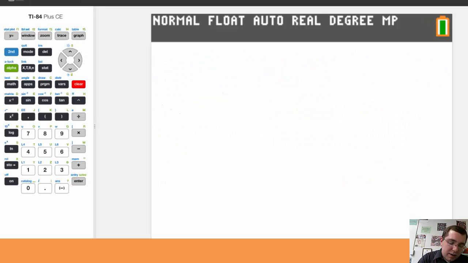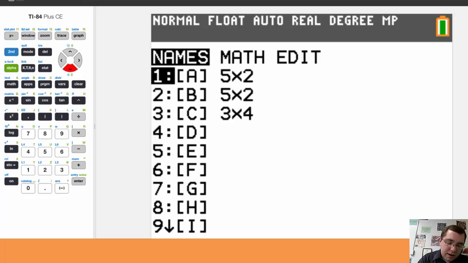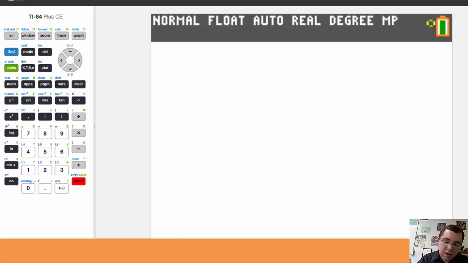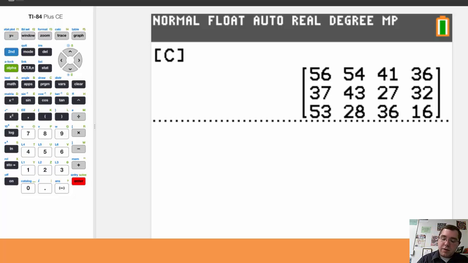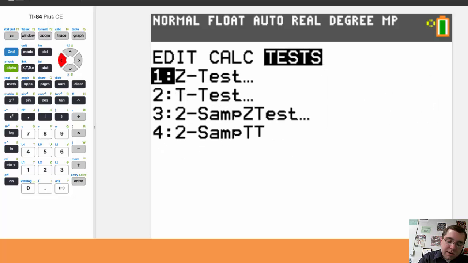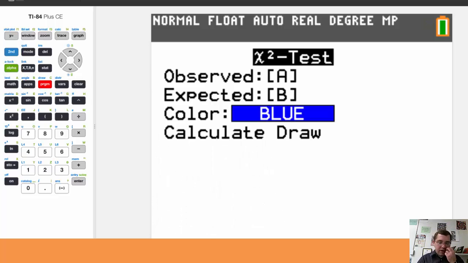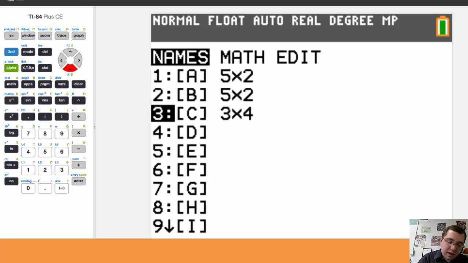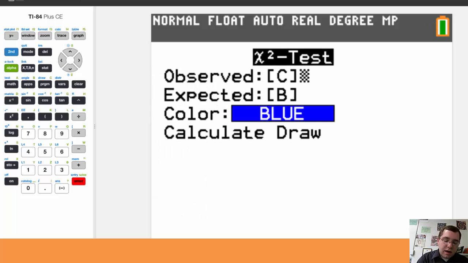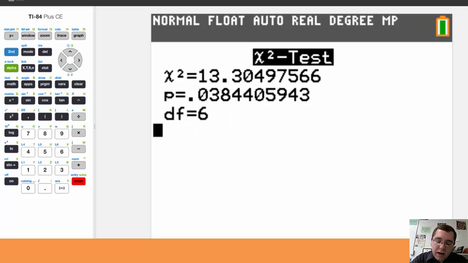Don't need that matrix B anymore. What I've done, though, already is stored, this time in matrix C, my data from that table. I just plugged it into a 3x4 matrix. So I'll go to stat, test, I'll choose the chi-squared test, which I know already is letter C. Now I put my observed values into matrix C, so I need to change that and go to second matrix and choose letter C, number 3. And I can still have it put the expected ones in matrix B because I don't need the old expected ones anymore, the ones from the previous test. I'll run the calculate, and there it is.